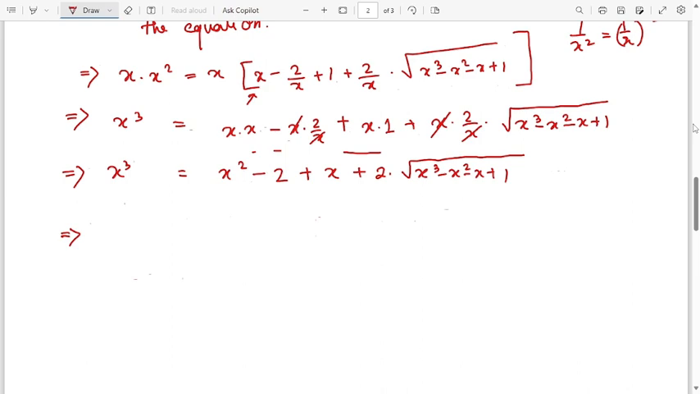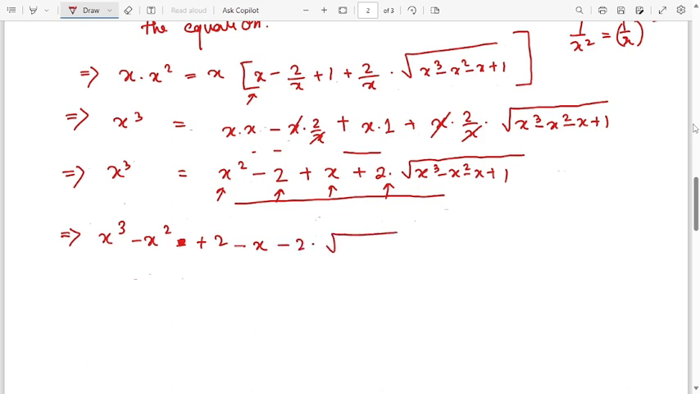So now we are going to switch the side of this whole expression. Here you can see we have x square in positive sign. If it comes to the left hand side, it will become negative x square. Similarly, the 2 will become plus 2. For x plus x, it will become minus x. For plus 2 times square root of x cube minus x square minus x plus 1, it will become minus 2 times square root of x cube minus x square minus x plus 1, which equals 0, because there is nothing left in the right hand side.